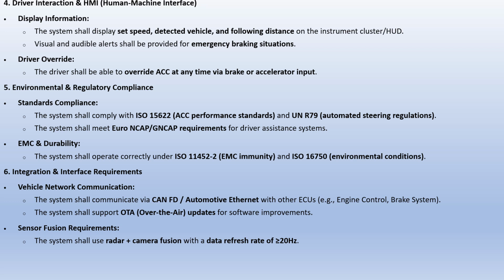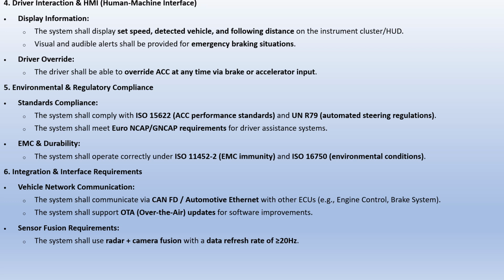Now let's look at it from the perspective of driver interaction and HMI. HMI stands for human machine interface. The display information: the system shall display set speed, detected vehicle and following distance on the instrument cluster. It should be clearly displayed, in such a way that the font is clearly visible. There's no point displaying something the driver cannot read. If it is too miniature in size, then there's no point. So the display must be very clear and legible.